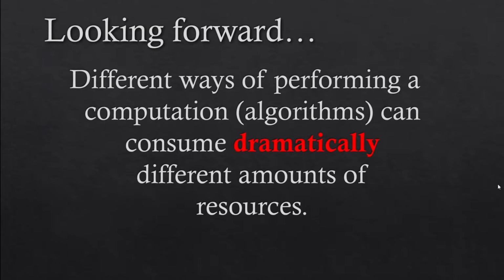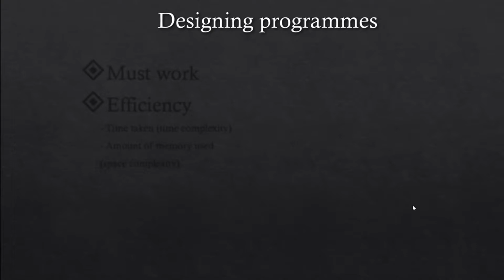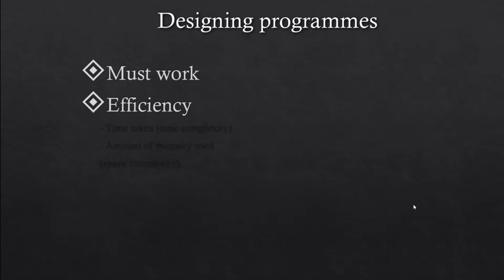Looking forward, there are different ways of performing computation. It can consume dramatically different amounts of resources. When we design programs, the first thing is that they must work. Most important is it must work. There's no point talking about the efficiency of a program if your program can't work. And for efficiency, we look at two things: the time taken, the time complexity, and the amount of memory used.